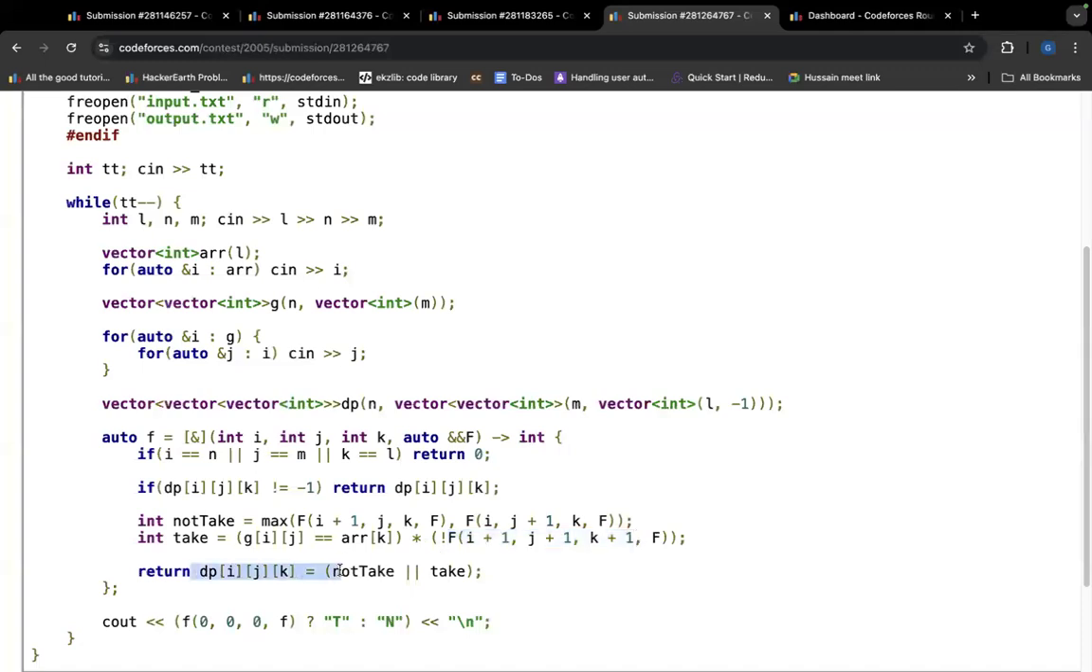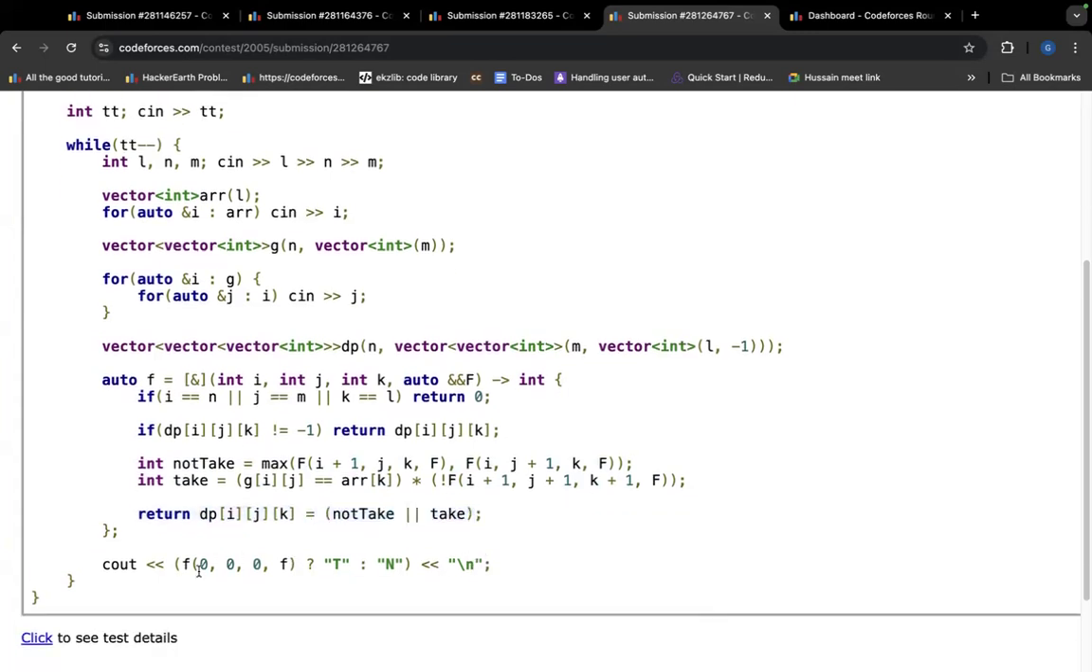Now, what is dp ijk? It is the bitwise OR of take or not take. Basically, if any of this is winning, then I can say this is winning. Like if this is losing, not of losing would be winning. So if any of these choices makes this a winning state, I will store this as 1. Otherwise, I will store it as 0. In the end, I call f of 0, 0, 0. If it returns true, I will say that the first player wins. Otherwise, I say that the second player wins. Is this much clear, guys?